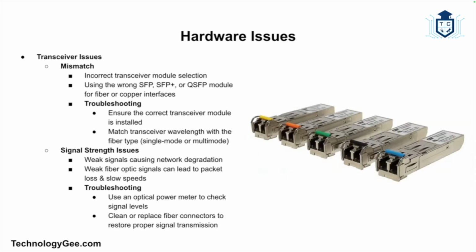All right, next we have what are called transceiver issues, and within that you can have a mismatch, and this is using the wrong transceiver module for the fiber or copper interface. And to fix this, you want to ensure the correct SFP, SFP+, or QSFP module is used, and you want to match the transceiver wavelength with the fiber type.